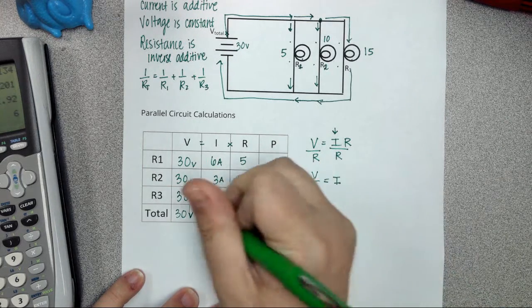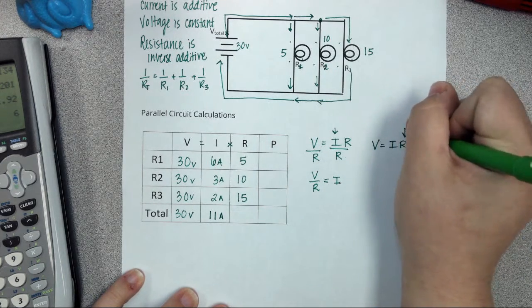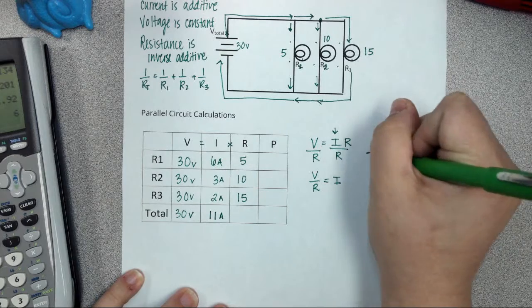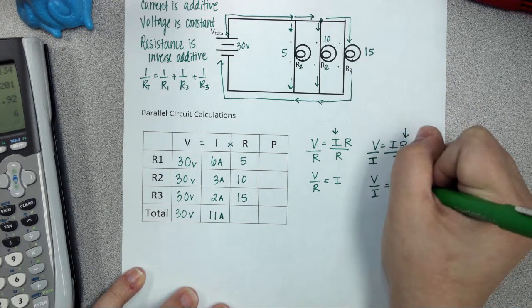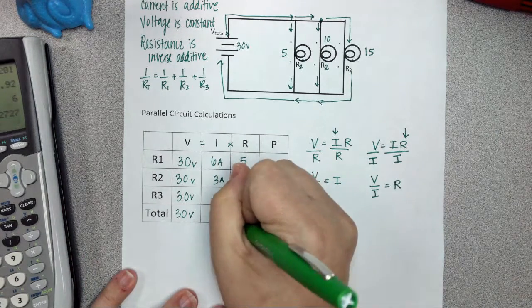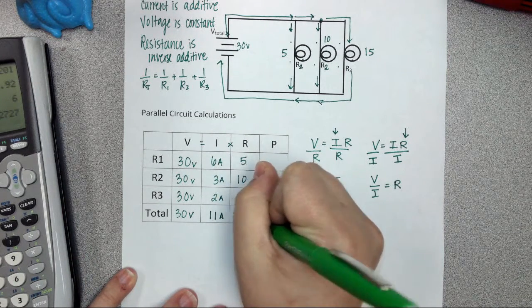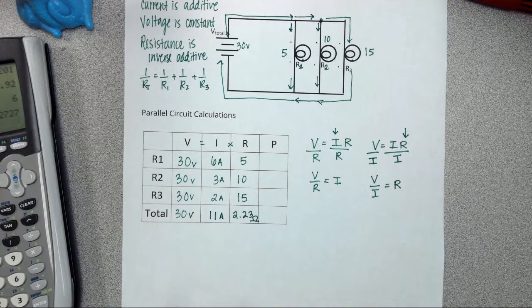Okay? Now we can find our total resistance by dividing both sides of the Ohm's law formula by current. So 30 divided by 11 would give us 2.73 ohms total resistance. You can check that with your fractions if you'd like to.